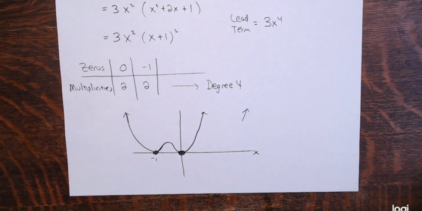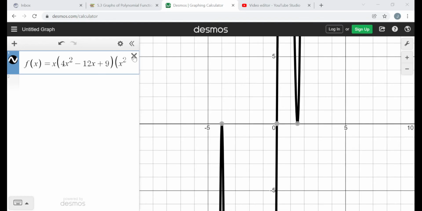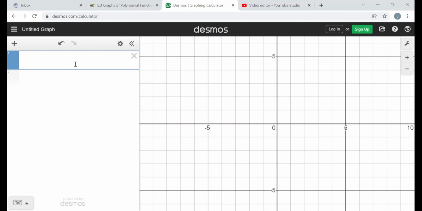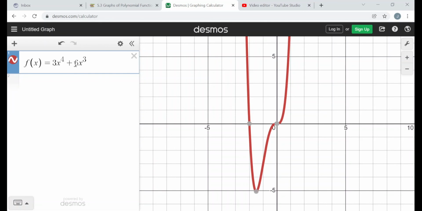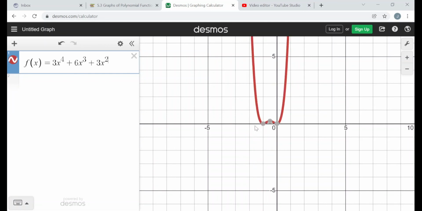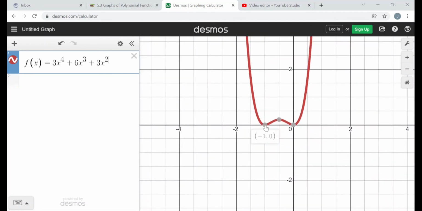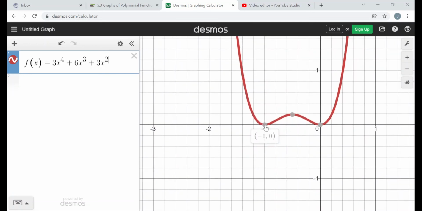Again, let me just verify that. Back here, just type in the function we were given. F of x equals 3x to the 4th plus 6x to the 3rd plus 3x squared. And you see that, right? You see at negative 1, it's like a parabola, right? Bouncing off the x-axis. Same thing at 0. Right, and going up on both ends, just like I said with the end behavior.